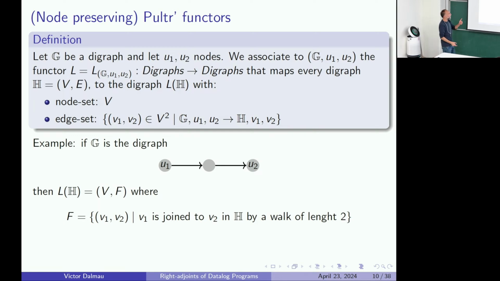Let me mention that this is a fragment of Pultr functors because it doesn't change the domain. You can also change the domain. This is a more complicated definition. We work with this with Mark. There are some new results about this, but I will not talk about them because I don't want to give a lot of definitions.